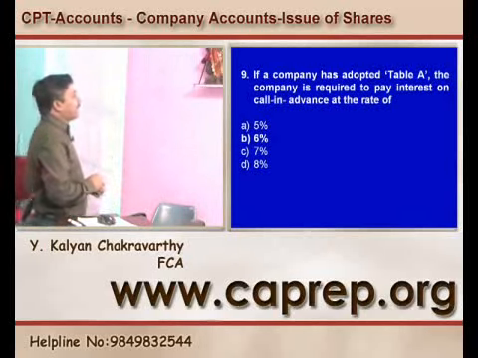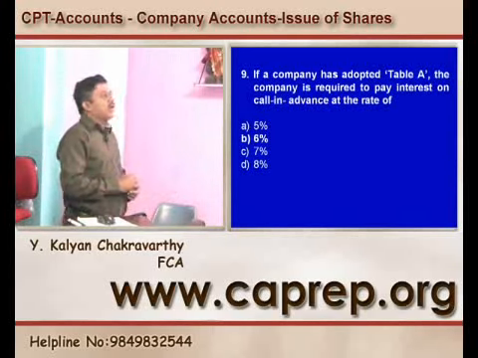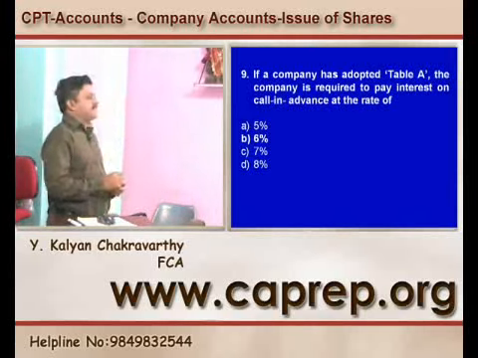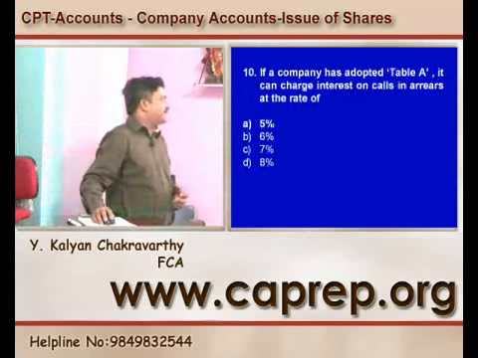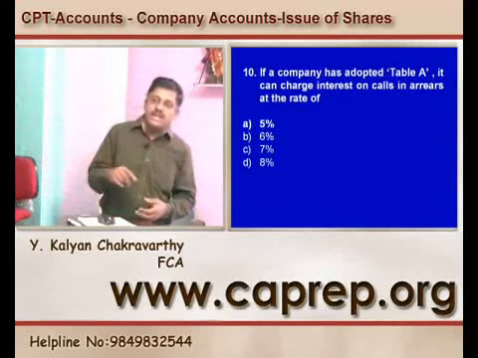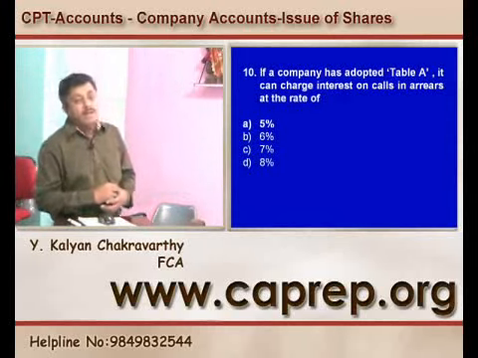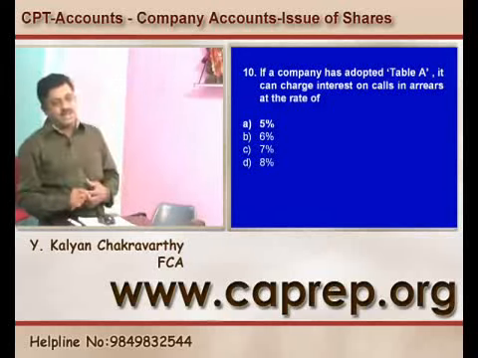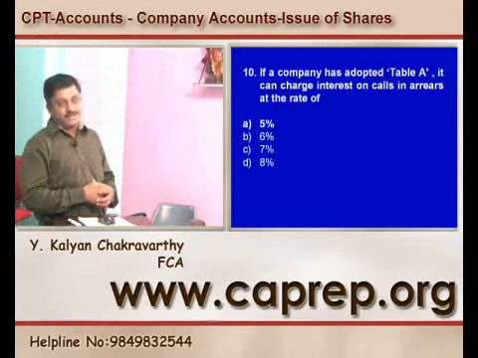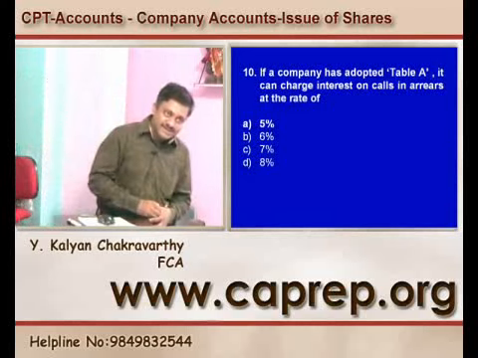So if a company has adopted table A, the company is required to pay interest on calls in advance. How much interest has to be paid on calls in advance? 6%. B is the right answer. If a company has adopted table A, it can charge interest on calls in arrears at how much? 5%. And how much to pay on calls in advance? 6%. To receive, 5%, to give, 6%. Reverse. Point here is interest on calls in arrears.